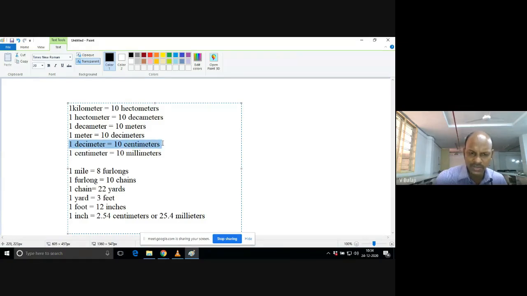1 decimeter is equal to 10 centimeters, right? Yes or no? This is the relation given. Am I correct?